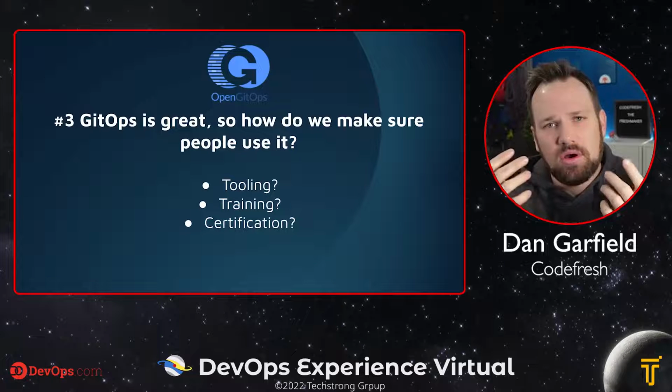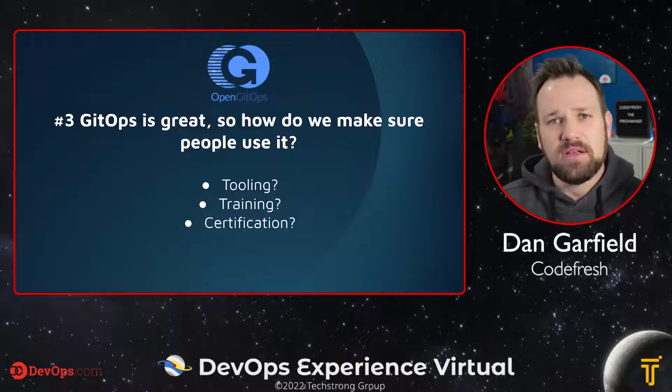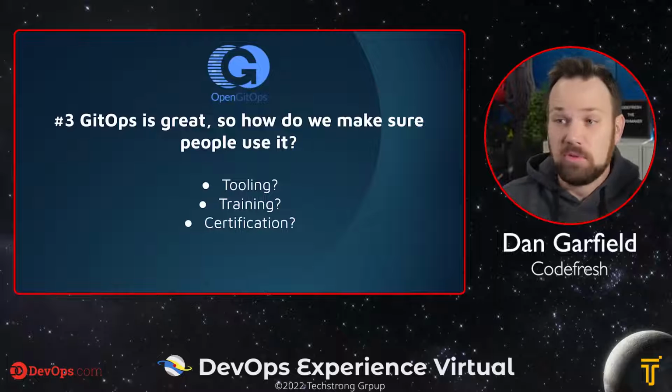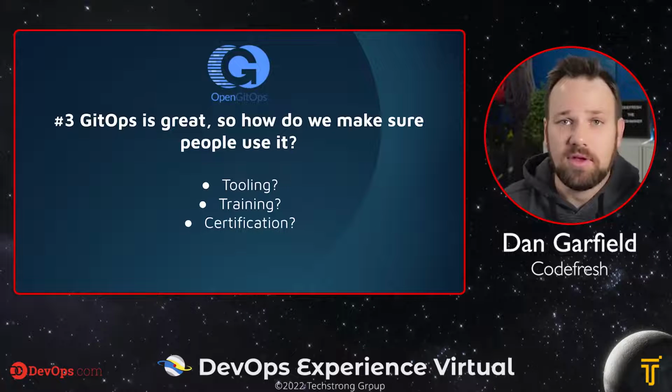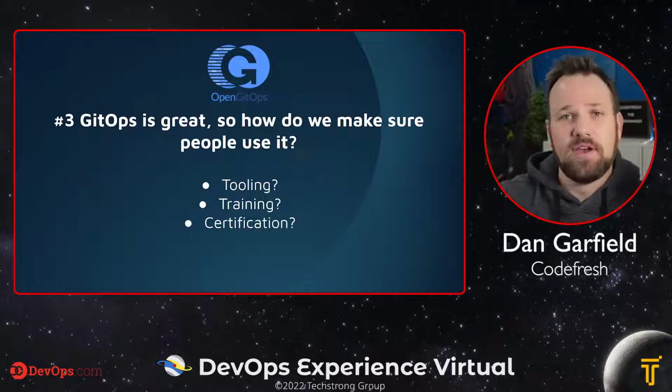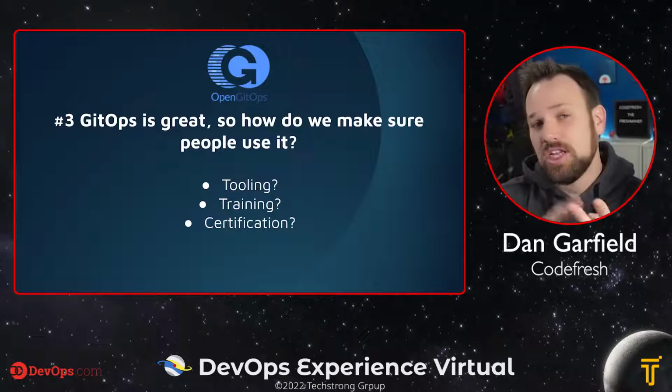Your state needs to be defined in a declarative format. Most people are using Terraform. They're like, hey, I checked that box. I'm feeling great. I'm using YAMLs, manifests, things like that. Feeling great. Second, it needs to be versioned and immutable.